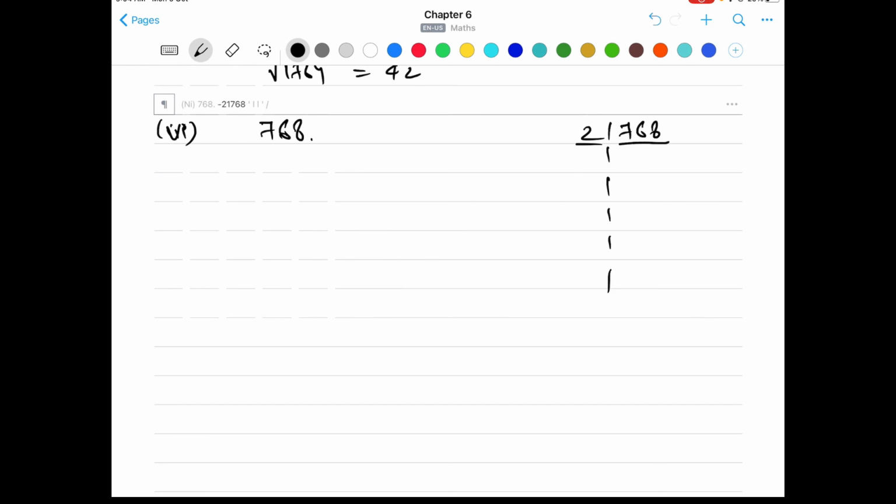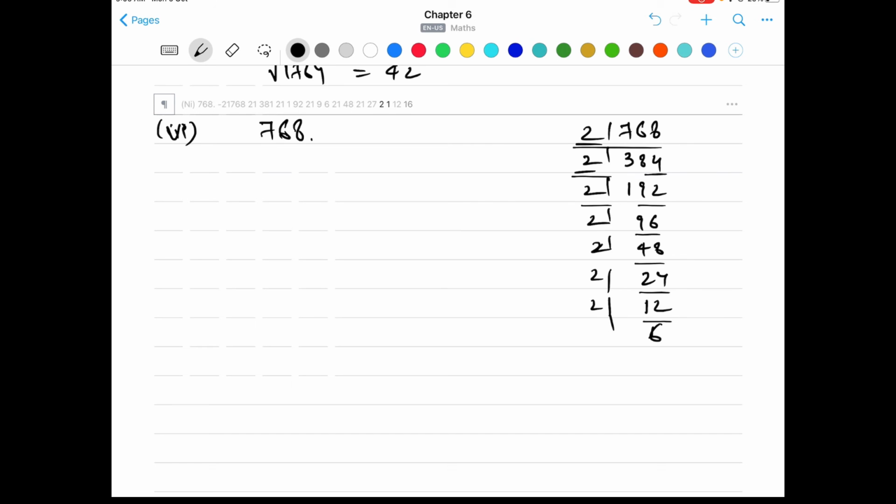First we will divide this by 2, you will get 384. Again dividing by 2 we get 192. Again dividing by 2 we get 96. Again dividing by 2 we get 48. Again we can divide this by 2, we get 24. Then dividing by 2 we get 12. Again dividing by 2 we get 6. Again dividing by 2 we get 3, and now we'll divide by 3 to get 1.